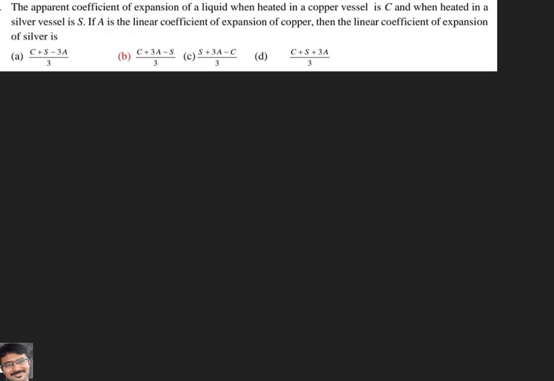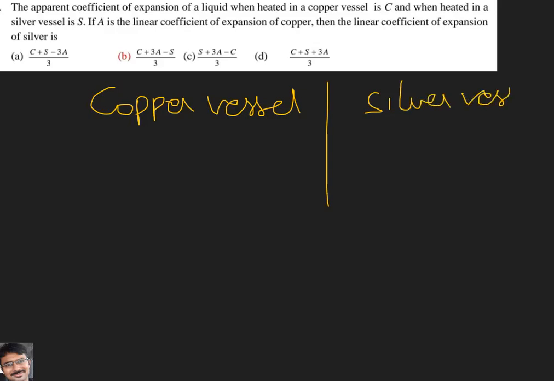Carefully observe the question here. They told that apparent coefficient of expansion of liquid when heated in a copper vessel is C and when heated in a silver vessel is S. If A is linear coefficient of expansion of copper, then linear coefficient of expansion of silver is. So here in this question, they have taken first one copper vessel, and then one silver vessel. They have taken two vessels, silver vessel and copper vessel.